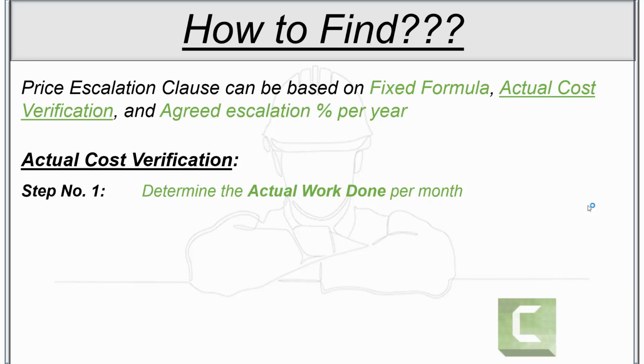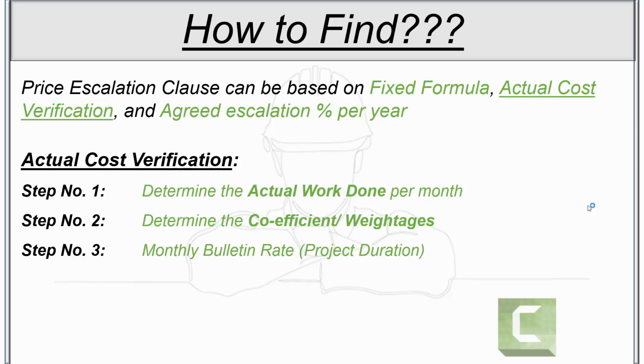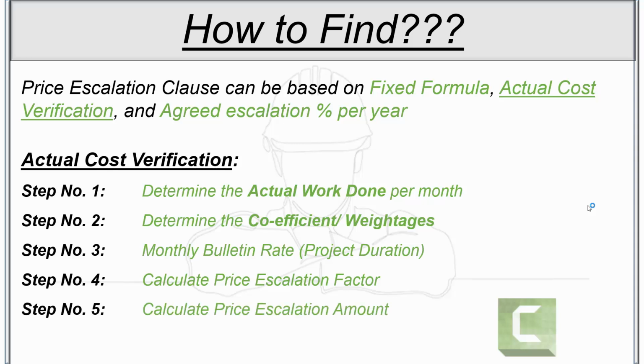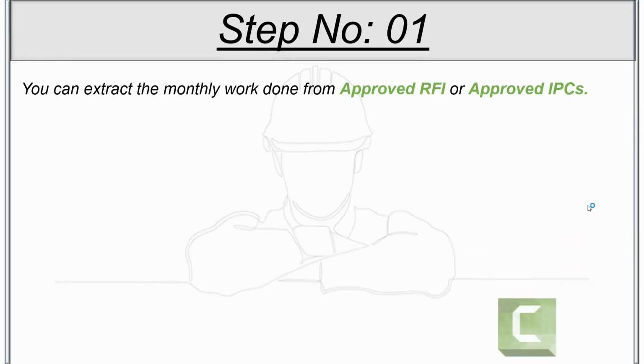In the first step, we will determine actual burden per month. Then we will calculate coefficients. Then we will collect data of monthly bulletin rates. Then we will calculate the price escalation factor and then the price escalation amount. In the first step, we can extract monthly burden from approved RFIs or approved IPCs. Almost both are the same, but in detail there are slight changes.